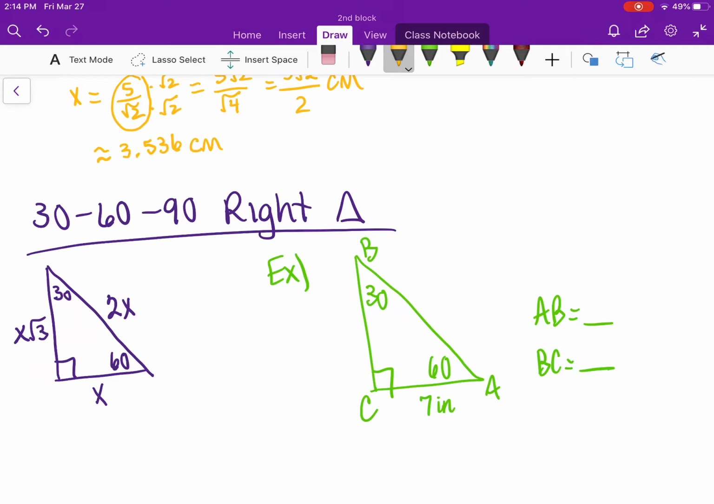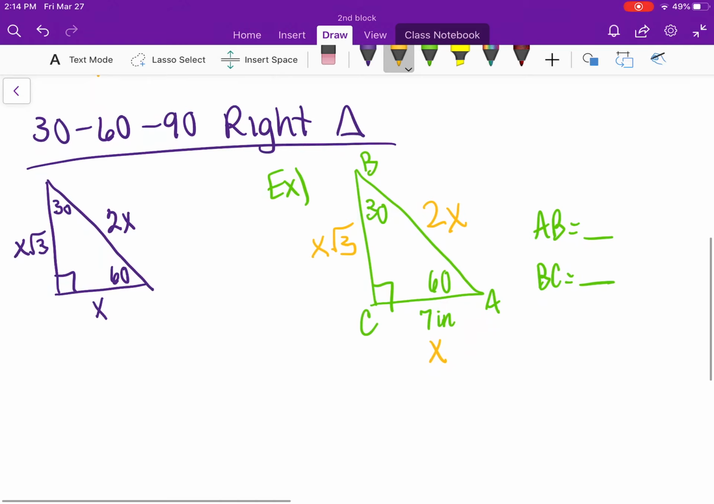Okay, so compare the triangle in our example with the triangle that we have the formulas for. That one's not rotated differently or anything, so we should just be able to set it up pretty easily. The side across from 30 is x. The side across from 60 is x radical 3. And the hypotenuse is 2x.